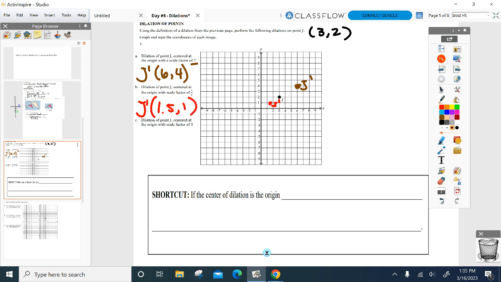Good. One more. Let's do a scale factor of 3. Now it's really going to get further away. Up 2 over 3. Now you're going to go what? Up 6 over. Let's do it. Up 6 over 9. There's J prime. 9, 6.